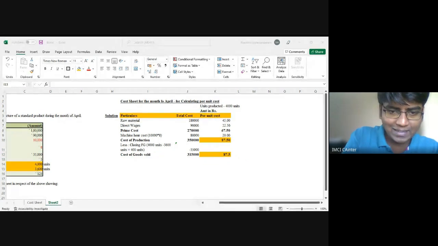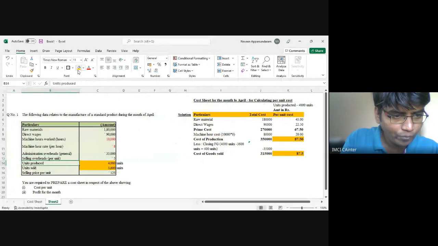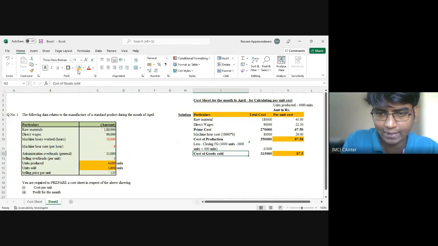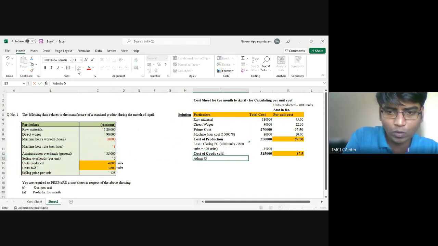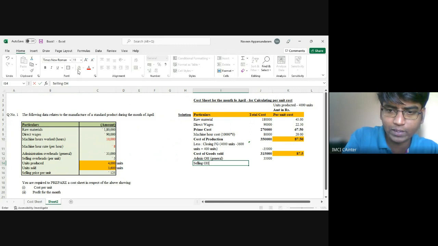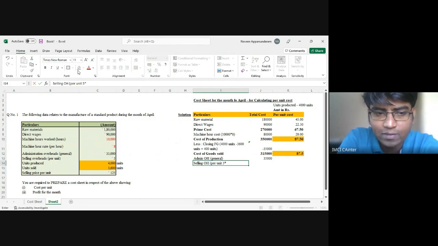Now what is the other cost which is remaining here? What other costs are there? We have covered all these aspects: raw material, direct wages, and direct. So it is administrative overheads and selling and distribution overheads. Let's write it. Administrative overheads, general. How much is it? 35,000. And then selling overheads. See, per unit cost has been given. Per unit is 5 rupees. Can somebody tell me how many units I have to take here?